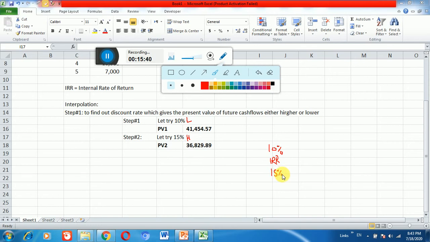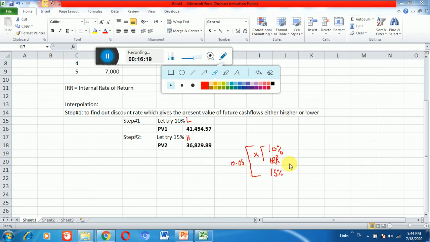So now, dear students, you have to write it in this way, in a column: 10%, IRR and 15%. Then you have to find the difference between these two. What is the difference between 10% and IRR? The difference is X. We don't know how much it is. And the difference between 10% and 15% is 0.05, or you can say 5%. If we divide by 100, that is equal to 0.05.